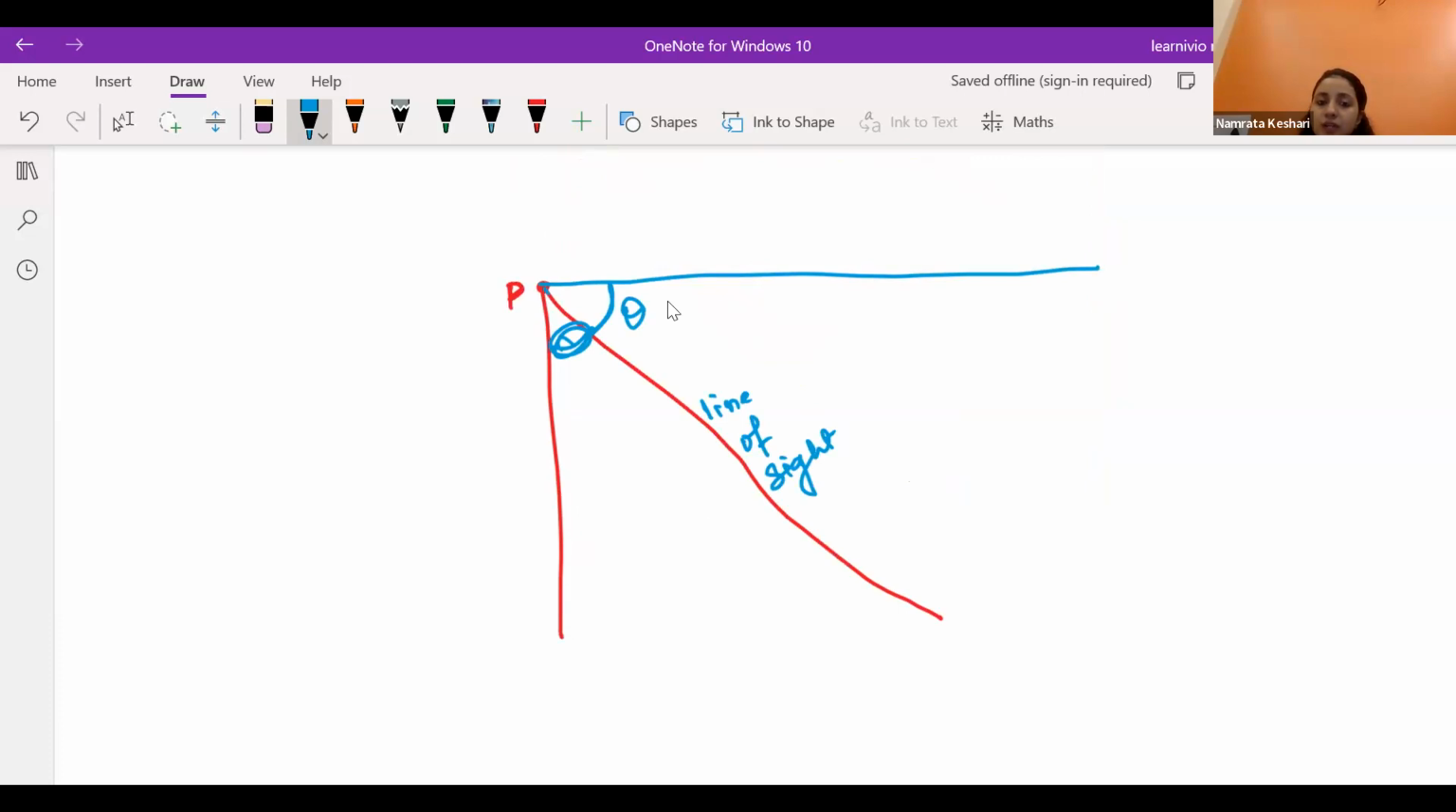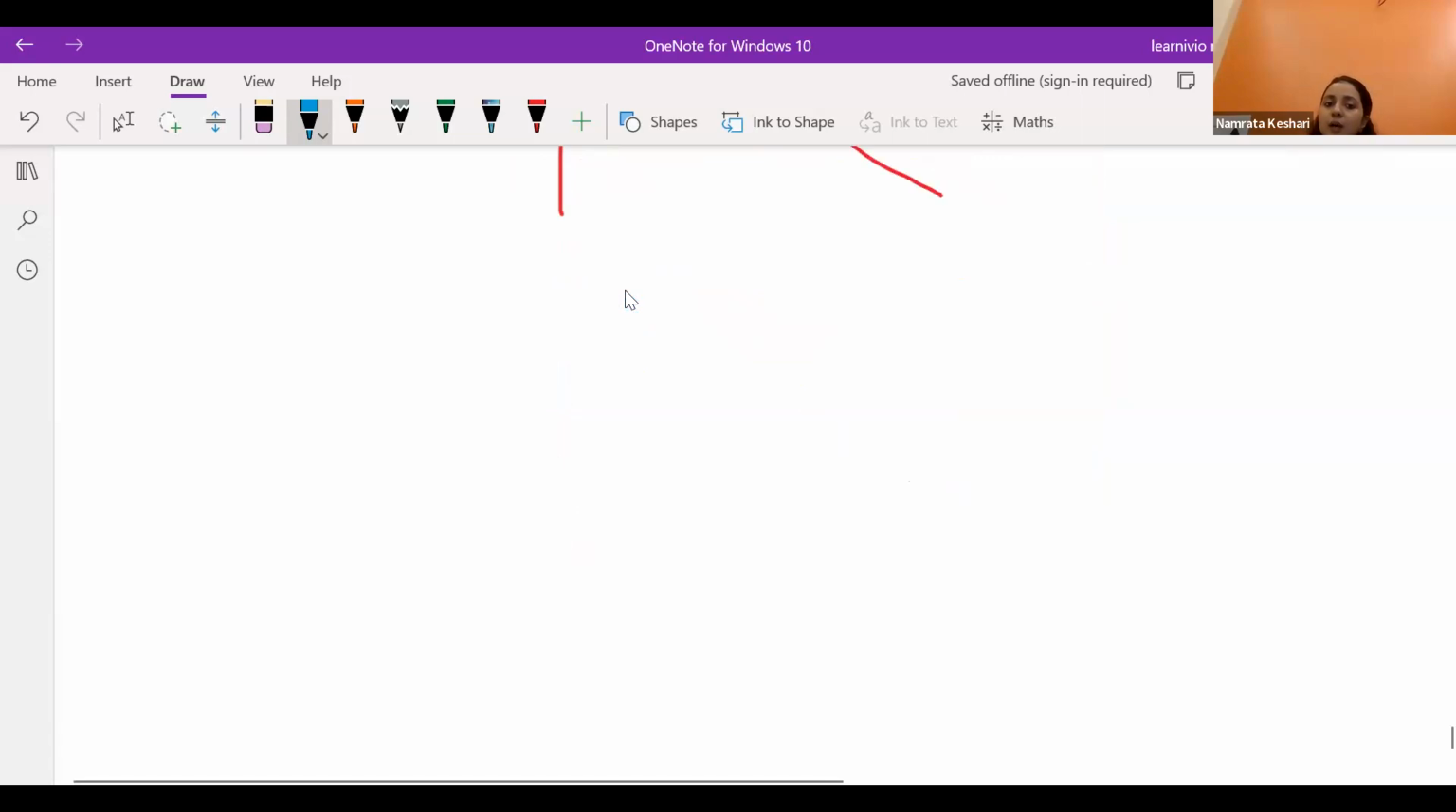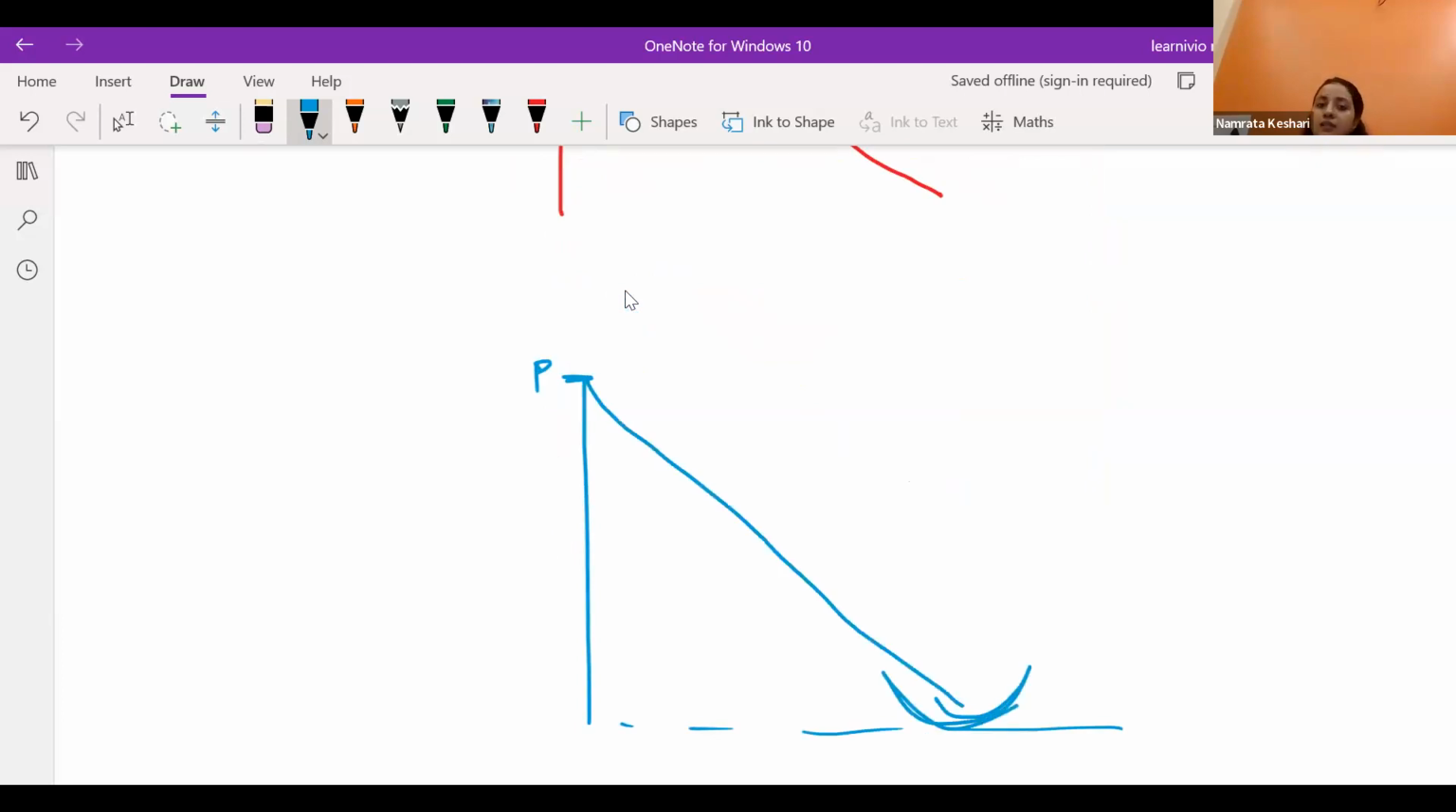Okay, I was giving an example that there is a building. The person is sitting at point P and looking down at something. Maybe there is a river and there is a boat. The person is looking at this boat, and hence their angle of depression is getting created. Depression means it's going down. This time we cannot say that the angle of elevation is this one. This is the angle of depression.